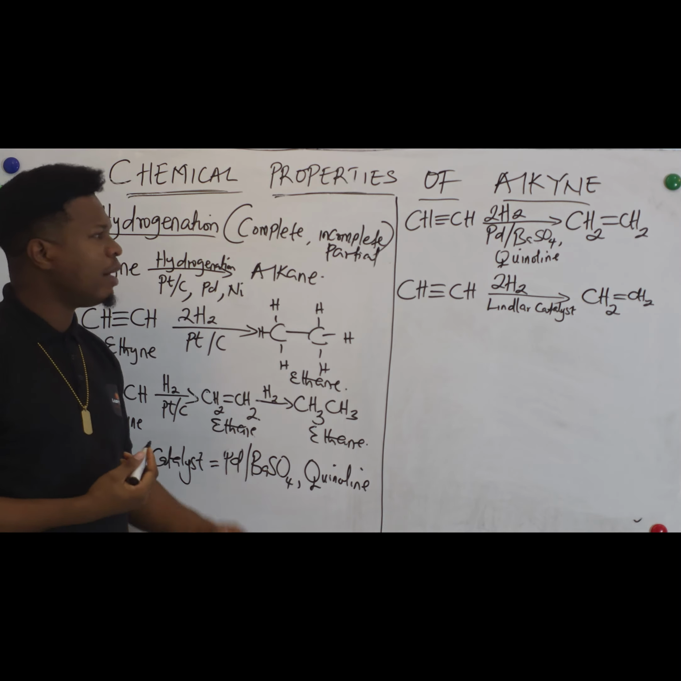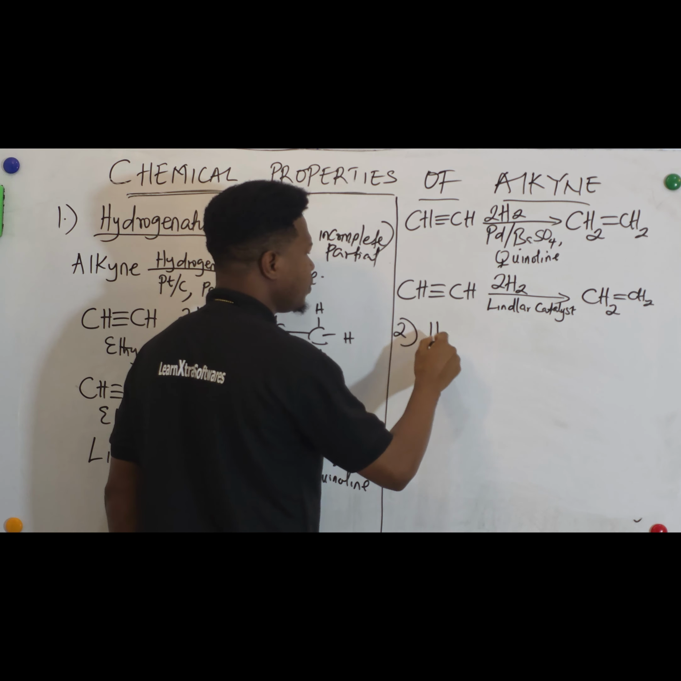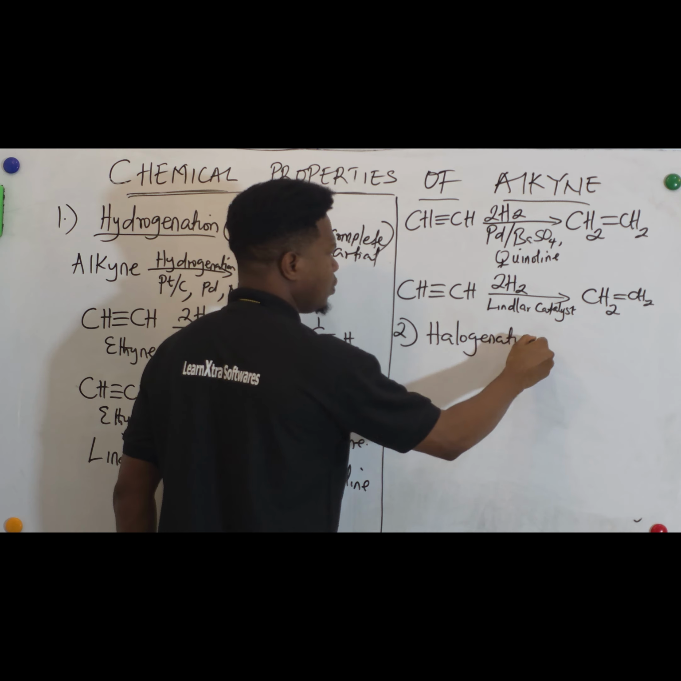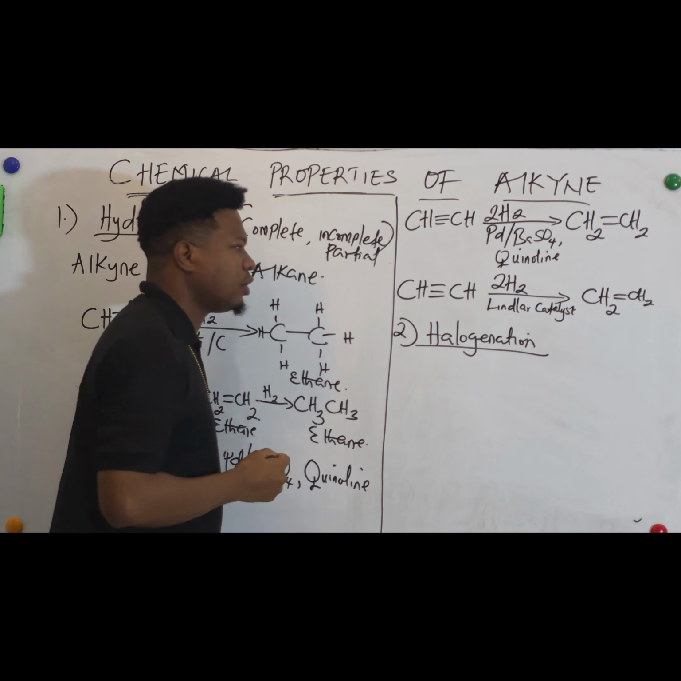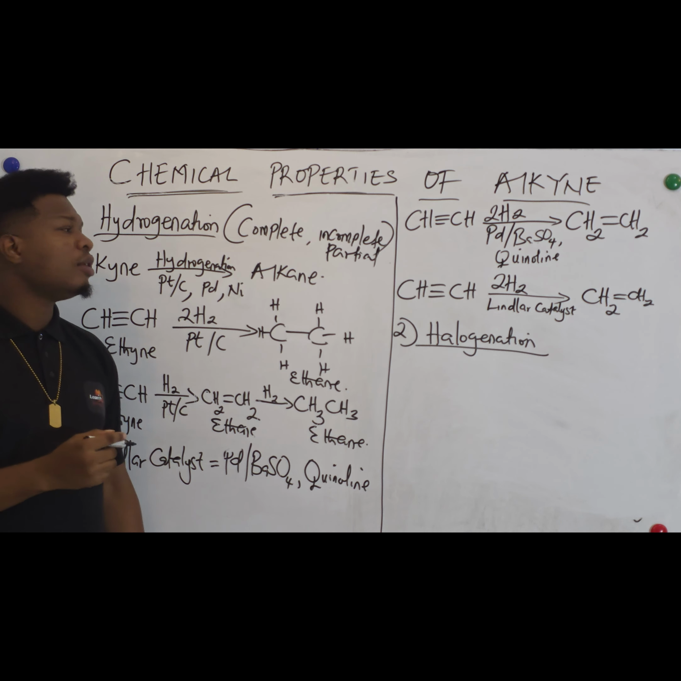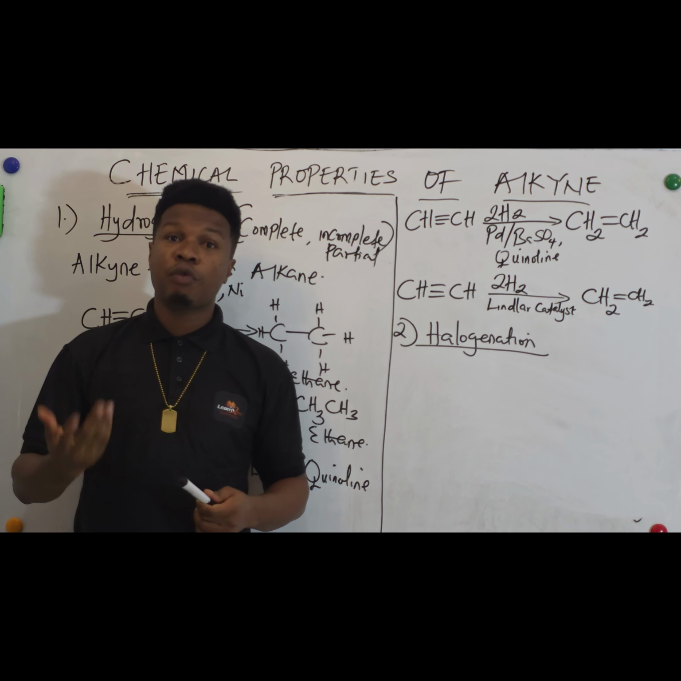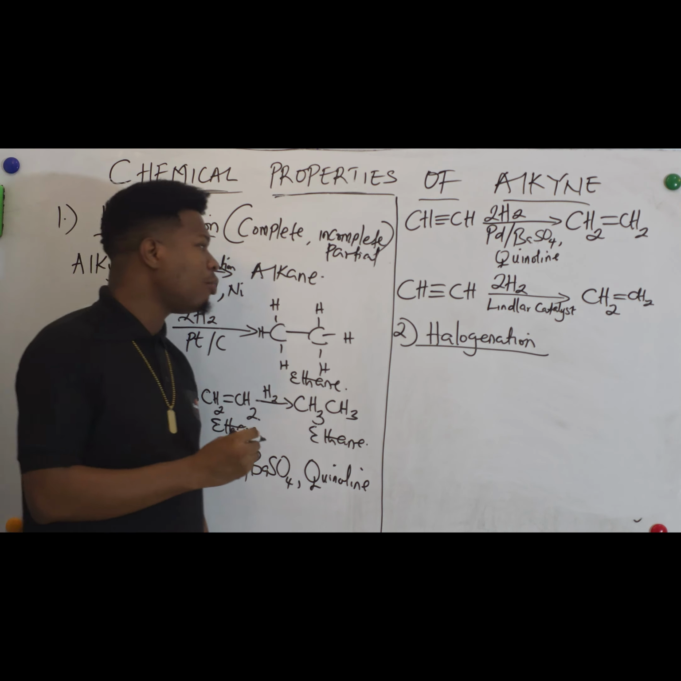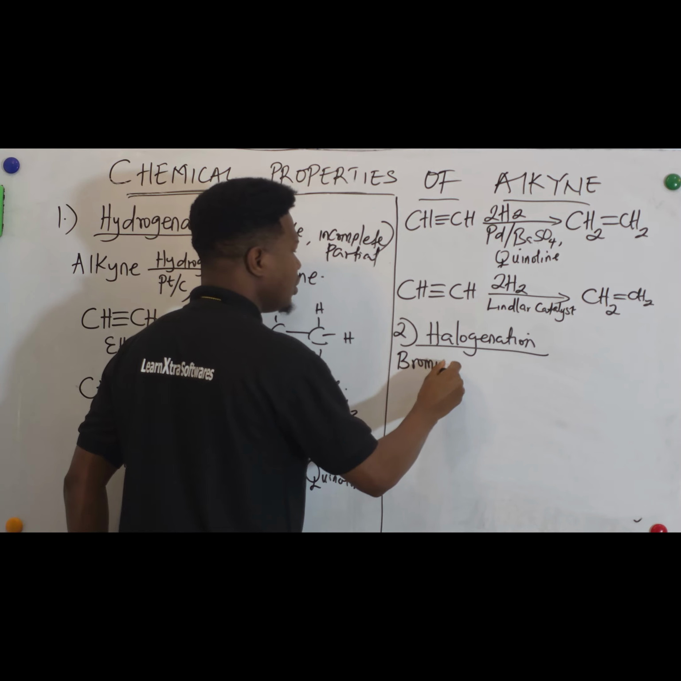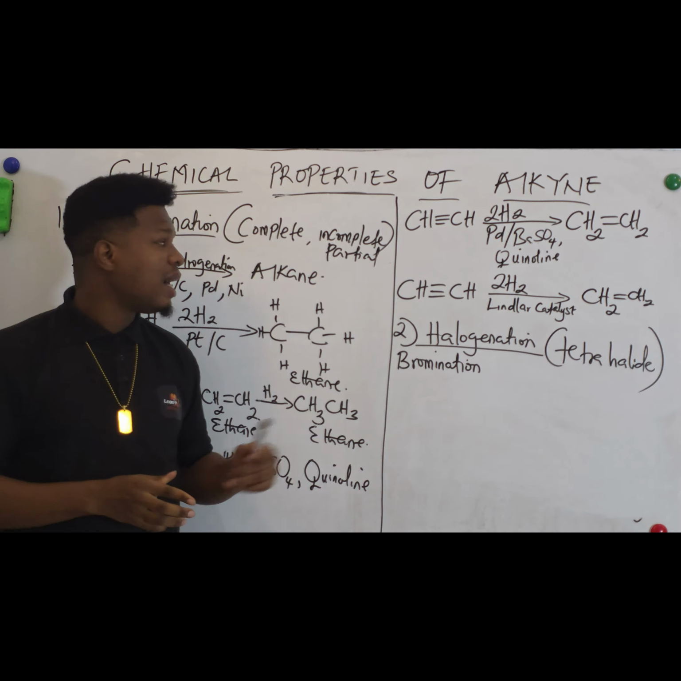So let's look at the number 2 reaction of alkyne. Number 2 is halogenation. So halogenation simply means addition of what? The halogens, right? So if you are looking at bromination, you are looking at addition of what? Bromine. So let's consider bromination as a case study now. Bromination, that is addition of bromine. Okay?